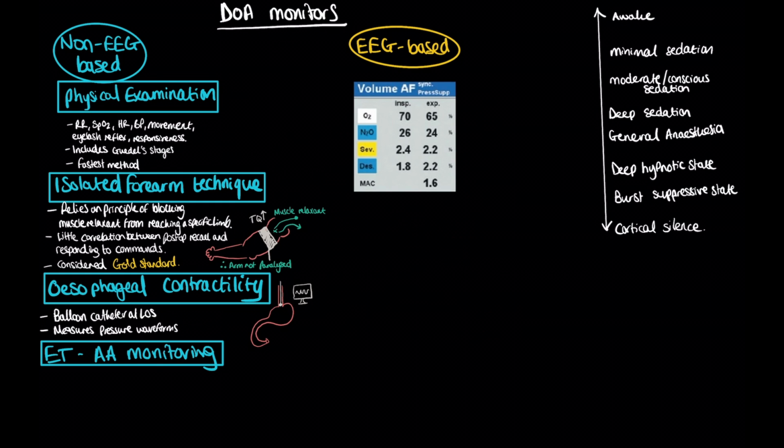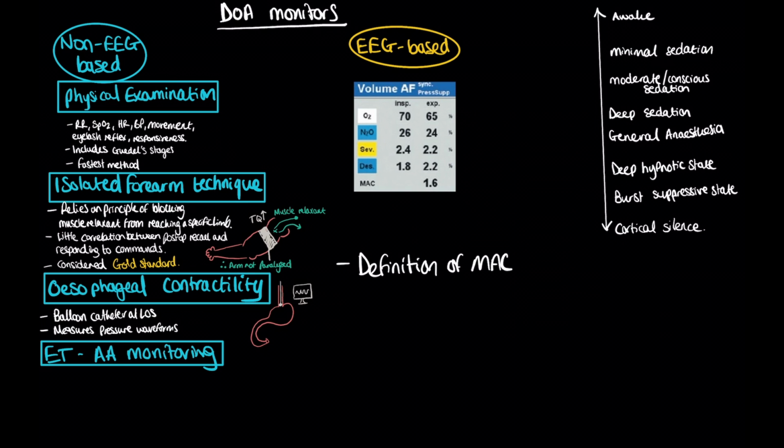Finally, within the non-EEG based methods, we have end-tidal anaesthetic agent monitoring. We won't go into the physics of how it's actually measured, as that's a separate topic within itself, but it's the one you're most likely to be familiar with as it's on every anaesthetic machine. It's important to know the definitions of MAC, or minimum alveolar concentration, so I'll leave this in the description below.